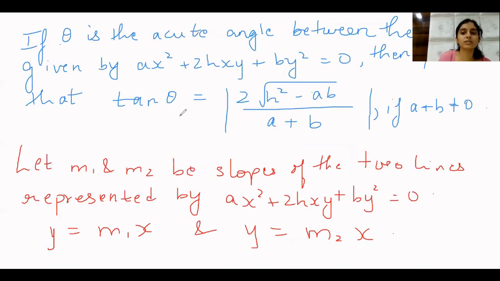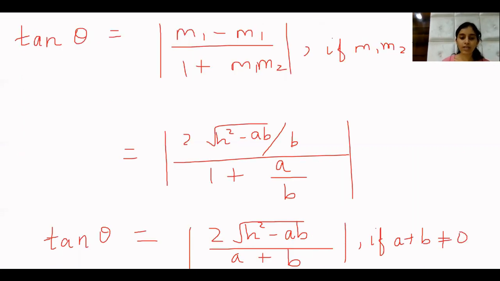the theorem. If theta is the acute angle between the lines given by ax square plus 2hxy plus by square equal to 0, then prove that tan theta is equal to 2 root of h square minus ab upon a plus b if a plus b is not equal to 0. So we have proved this over here. That is the value of tan theta. Now let us move to the conditions.